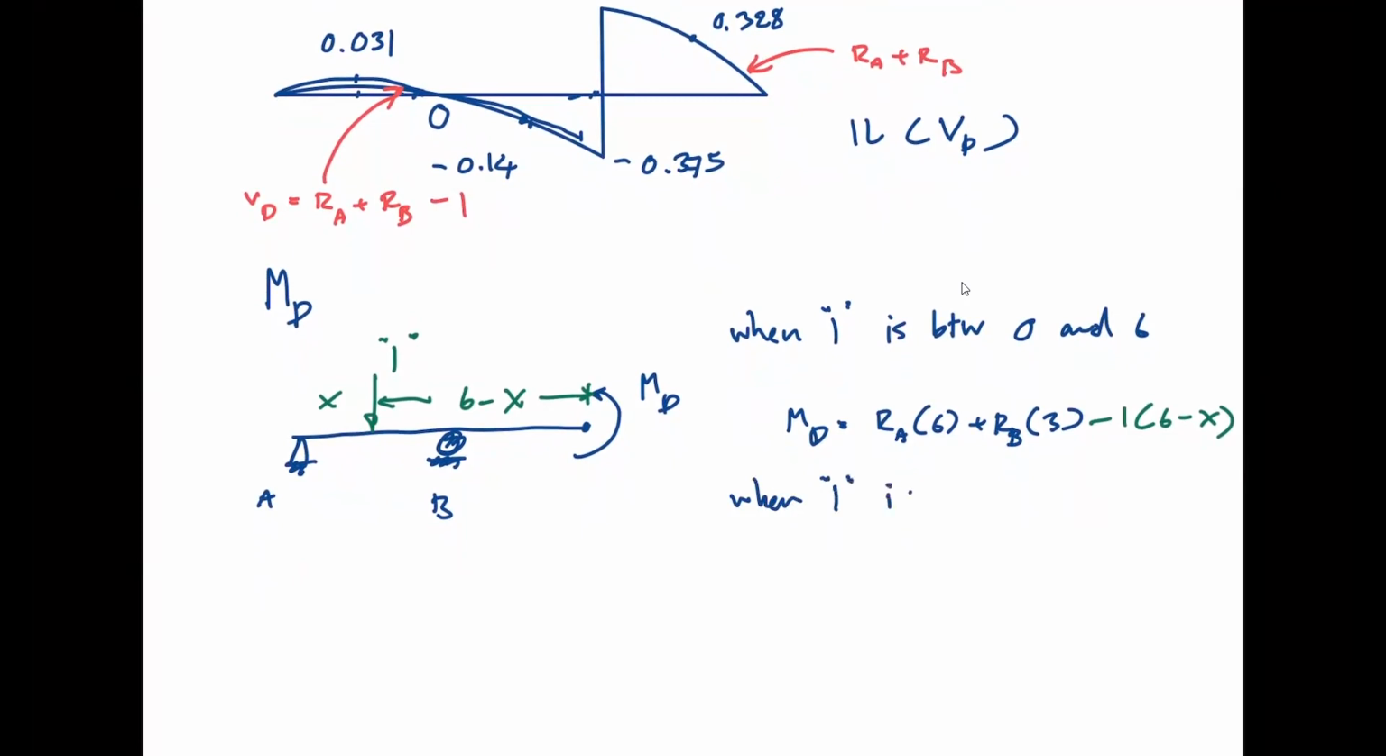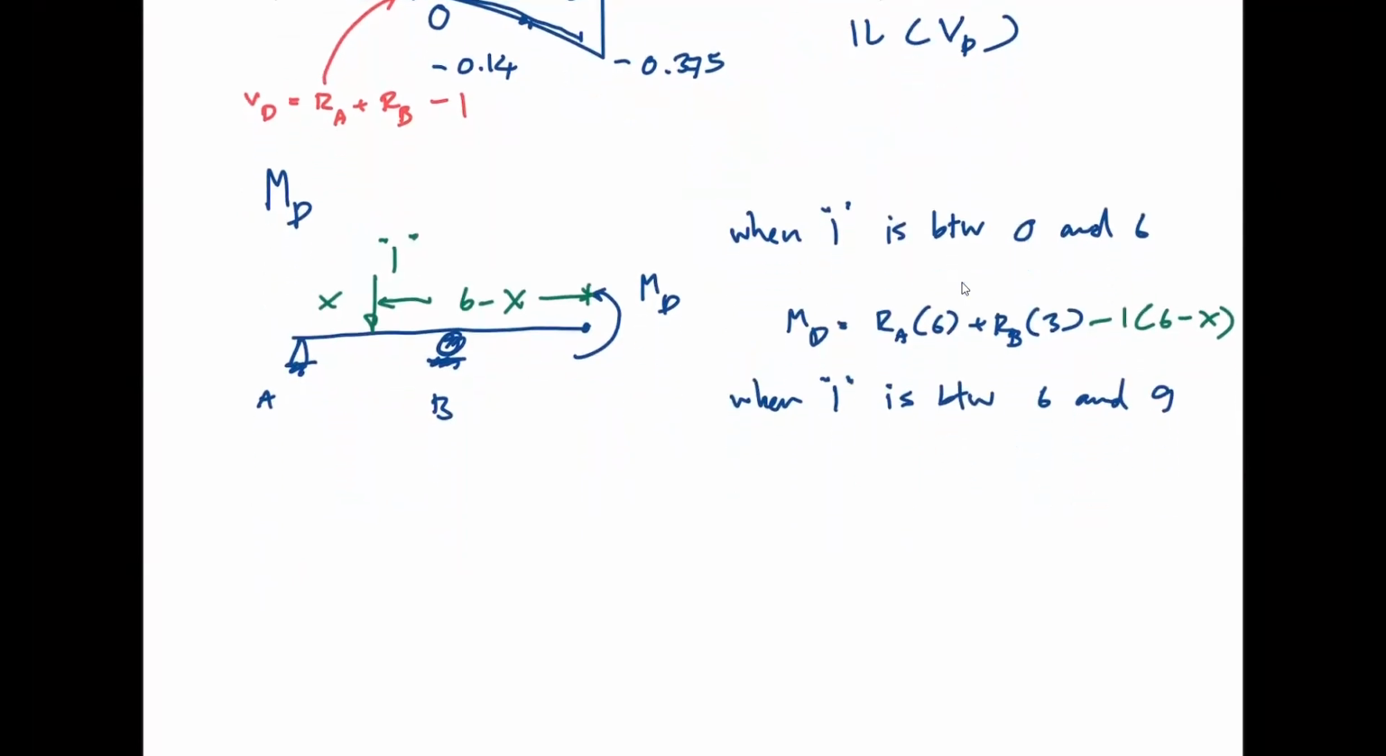That's your moment equation. And when the unit load is between 6 and 9, you have this free body diagram, which is without the unit load, because the unit load moved past this free body diagram already. So your MD is now RA multiplied by 6 minus RB multiplied by 3.